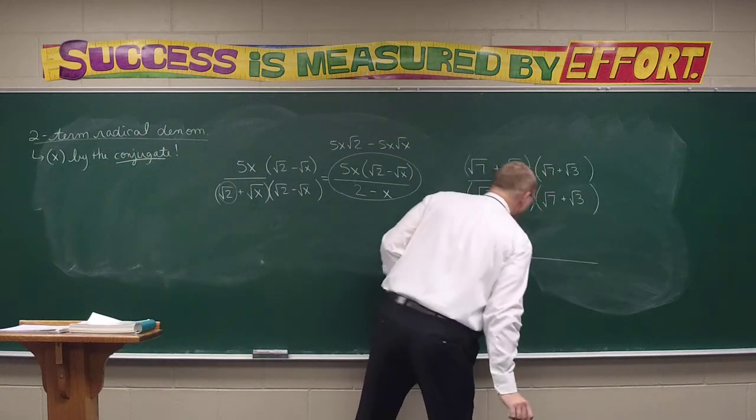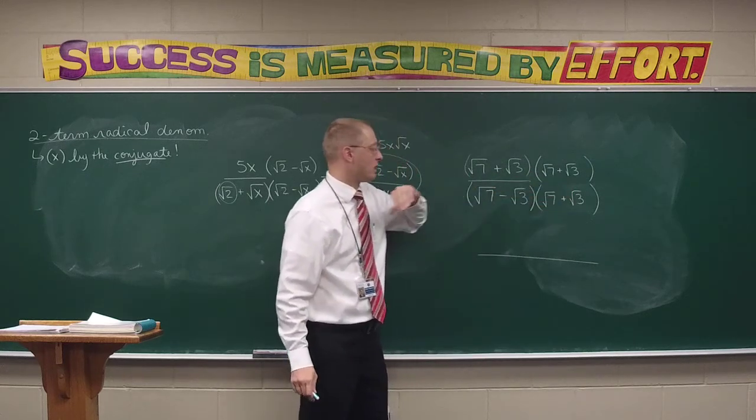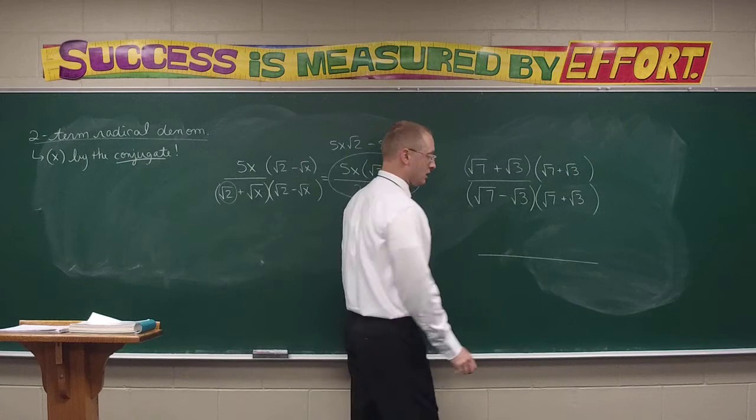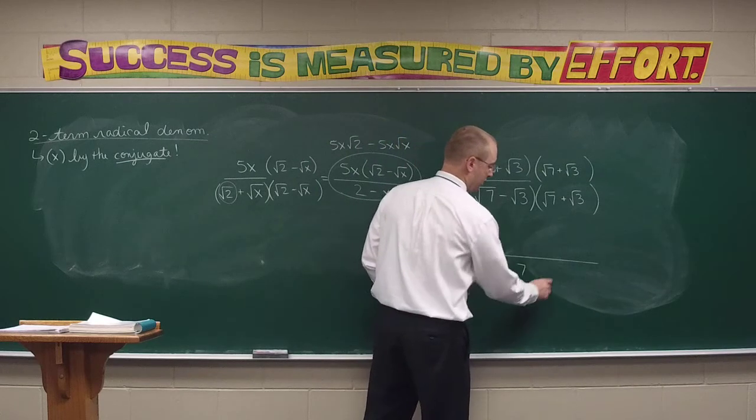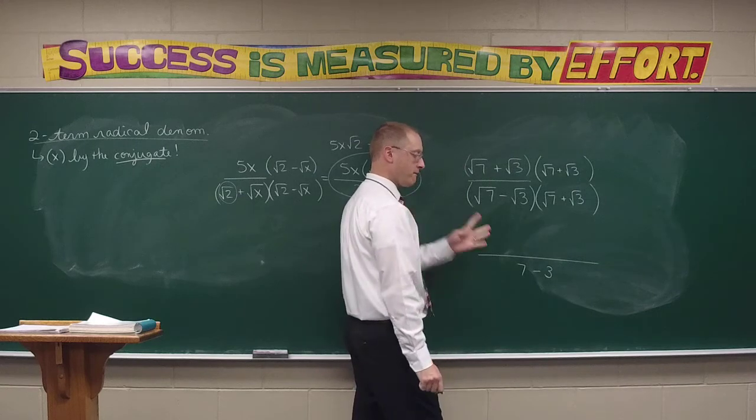In the denominator, I have conjugates. Sum and difference. Square the first, square the last. Put a minus sign. Class, when I square the first? 7. When I square the last? 3. And then I put a minus. 7 minus 3, and my denominator really just becomes the number 4.